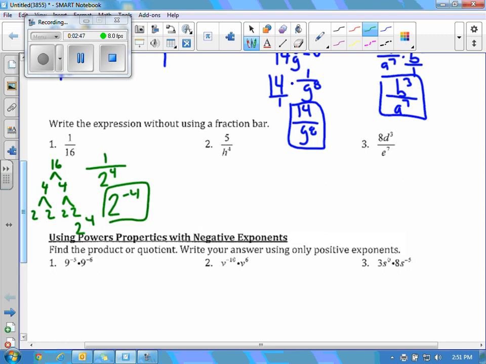For number 2, we have 5 over h to the 4th. So when I bring up the h to the 4th, it becomes h to the negative 4th. Again, not an easy topic, so make sure you're following along. For number 3, I have 8d to the 3rd over e to the 7th. The 8d to the 3rd all stays the same. The e to the 7th, though, to pull it up top, I need to make it negative 7. So 8d to the 3rd, e to the negative 7.